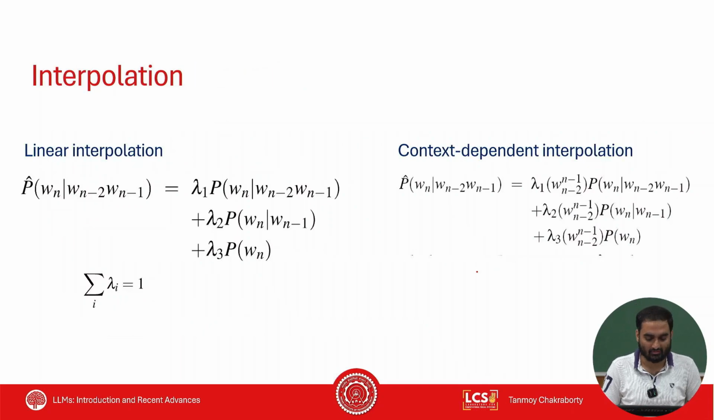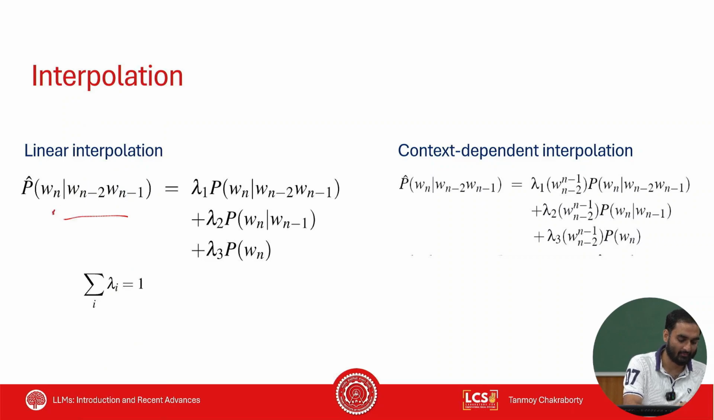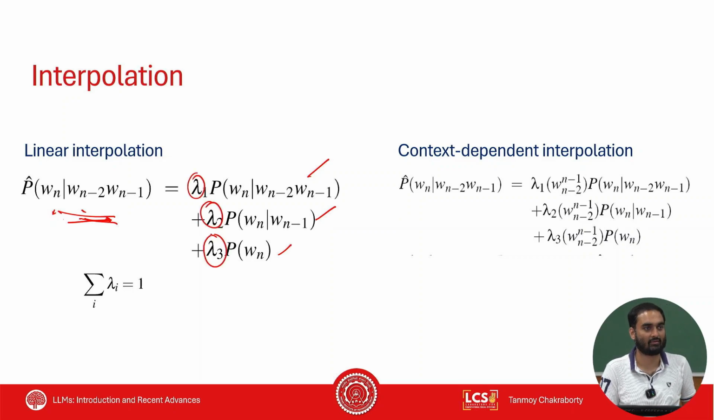Interpolation is another approach. Let's say you are interested in a trigram model, the probability of Wn given Wn minus 1, Wn minus 2, right? In interpolation, this is a linear combination of the trigram probability, bigram probability, and unigram probability, with certain constraints: lambda 1, lambda 2, lambda 3 such that the sum of the lambdas should be 1. Again, you see this is p hat. This is not a probability. Clear?